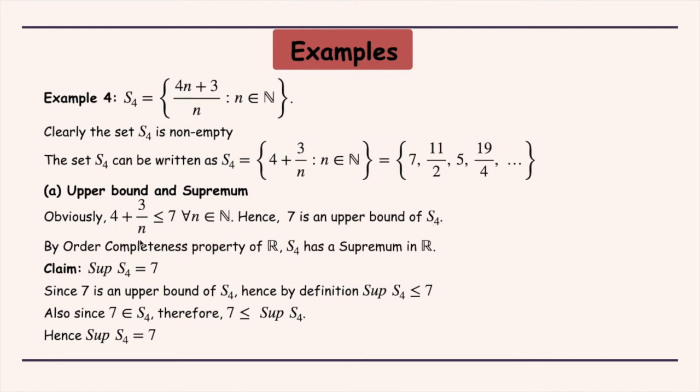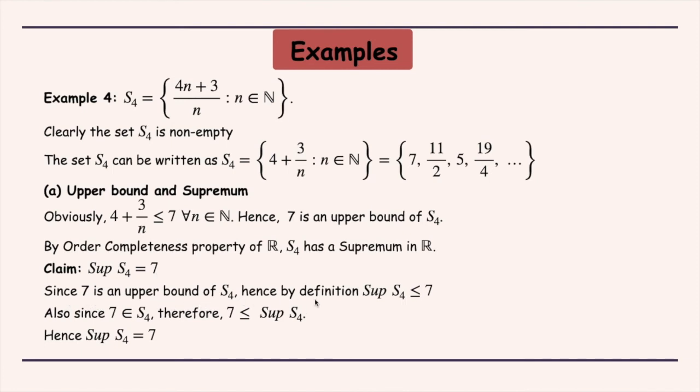Now by the order completeness property, since this set S4 is bounded above, S4 will have a supremum in R. So that's by the order completeness property of R. Now we claim further that the supremum of this set is 7. That basically means that we have to show anything which is less than 7 cannot be an upper bound for the set.